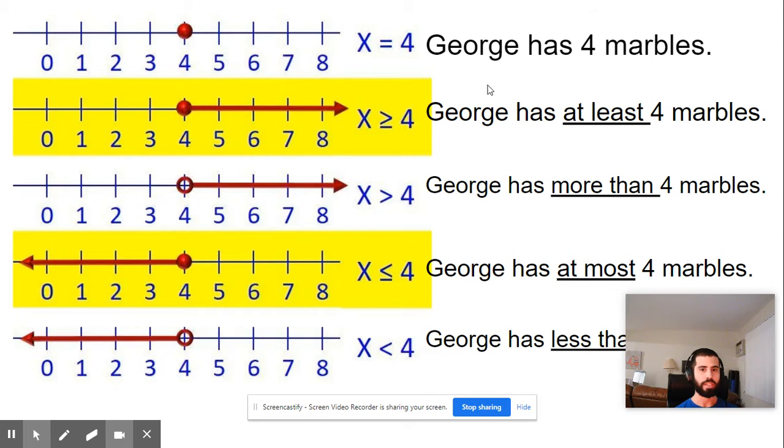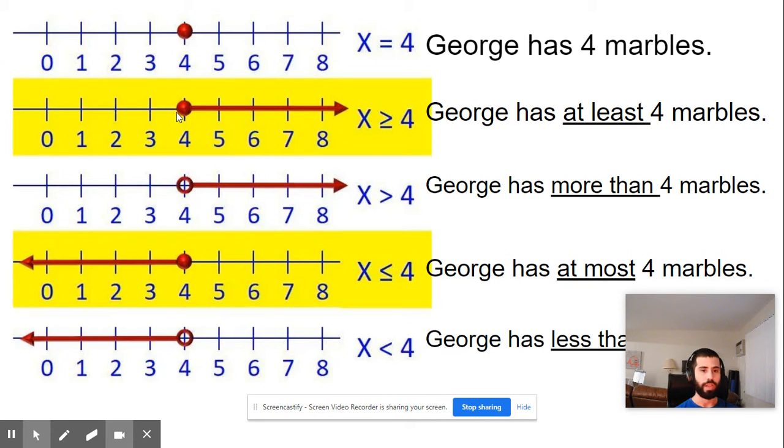So looking at just this top part, we have on the number line just a closed circle on the number 4. X equals 4. George has 4 marbles. He doesn't have 5, he doesn't have 3, he doesn't have 4.5, he just has 4. So we say X equals 4. X is the number of marbles he has.